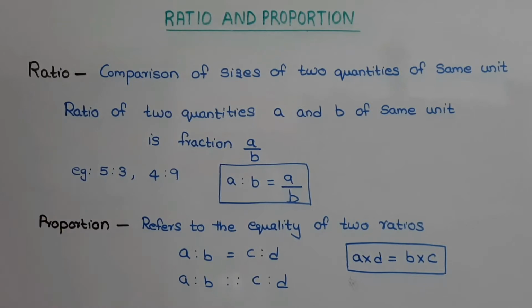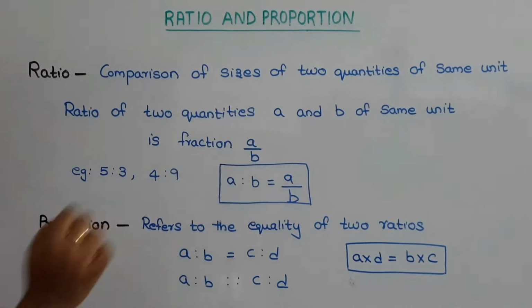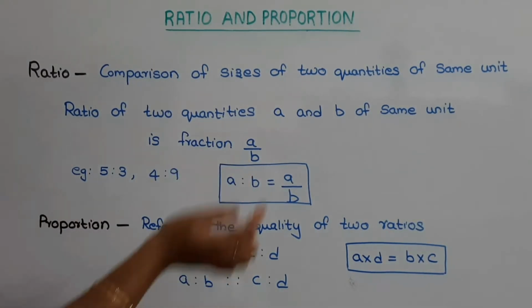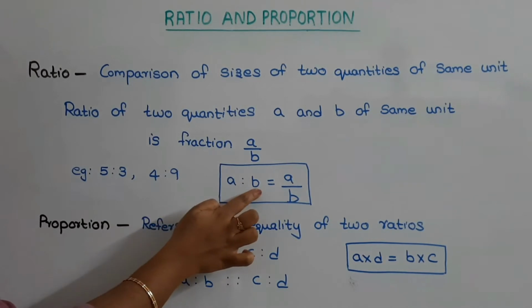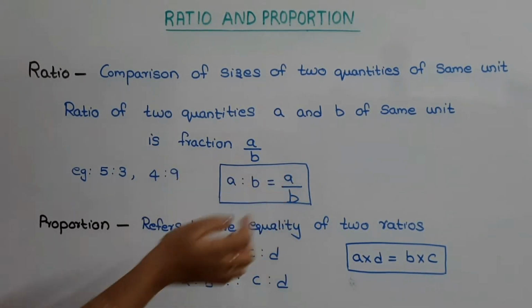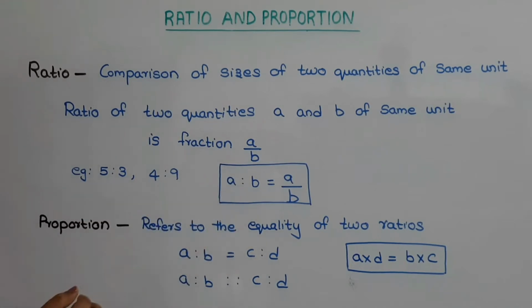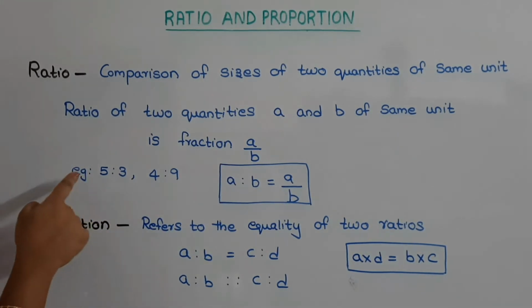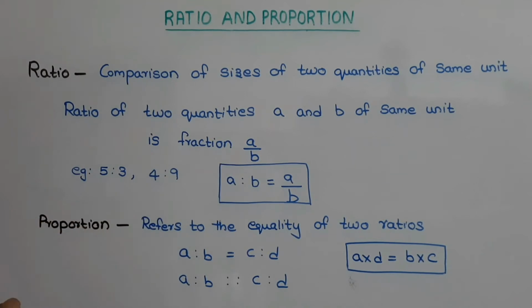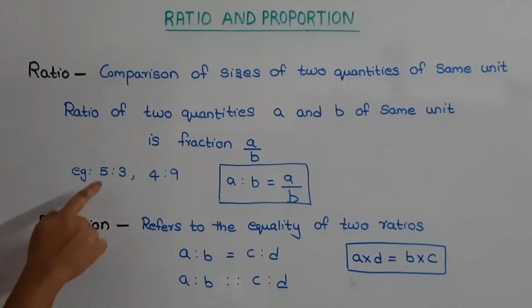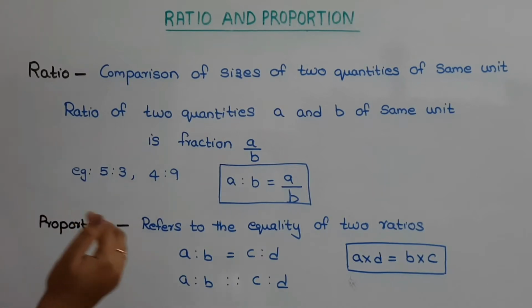So first of all, what is ratio? Ratio is the comparison of sizes of two quantities of same unit. Ratio of two quantities A and B of same unit is the fraction A by B. So ratio of two quantities A and B can be written as A is to B, and it is nothing but the fraction of A and B. Here A is known as the first term or antecedent and B is known as the second term or consequent. So the examples of ratios are 5:3 and 4:9. For the ratio 5:3, 5 is the antecedent and 3 is the consequent.